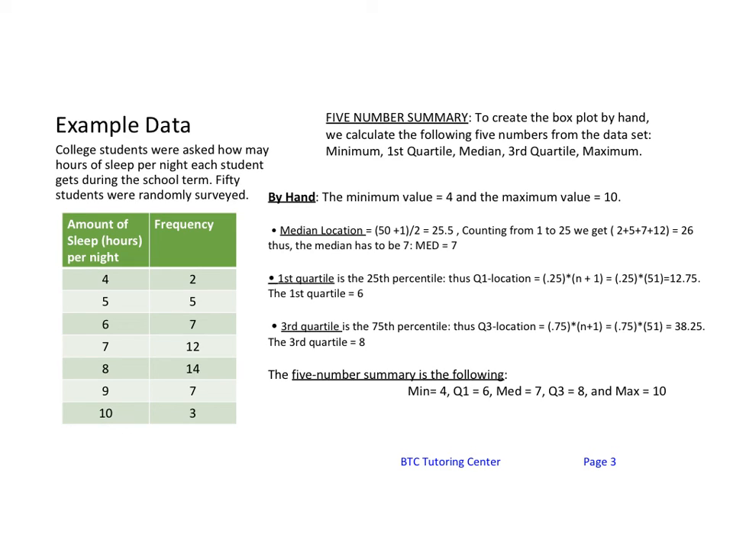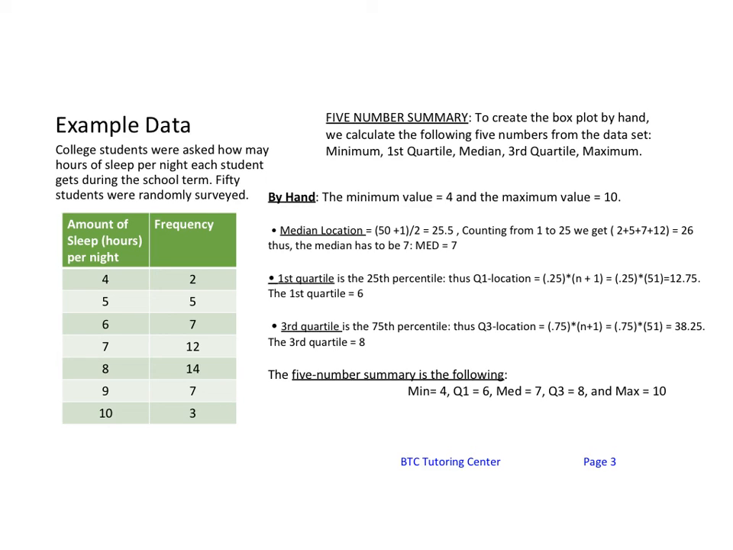So in our data set, college students were asked how many hours of sleep per night each student gets during the school term. 50 students were randomly surveyed, and you can see the table below in green. The x value is the amount of sleep hours per night. That's our variable x, and it goes from 4 to 10. And the frequency values for each of these hours are 2, 5, 7, 12, 14, 7, and 3.